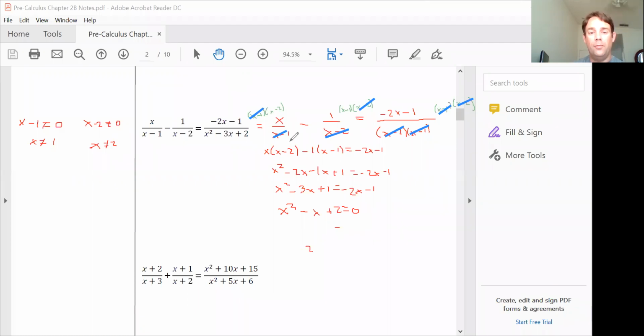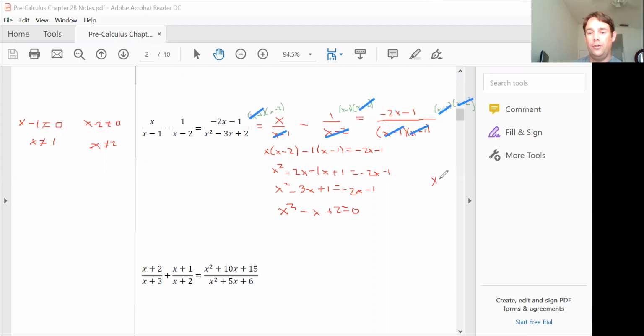Let's make sure I didn't make an algebra mistake earlier. When I originally wrote this problem, I meant to make that a minus 2. Yep, we're good. So this one doesn't factor. So we're going to use our quadratic formula here.